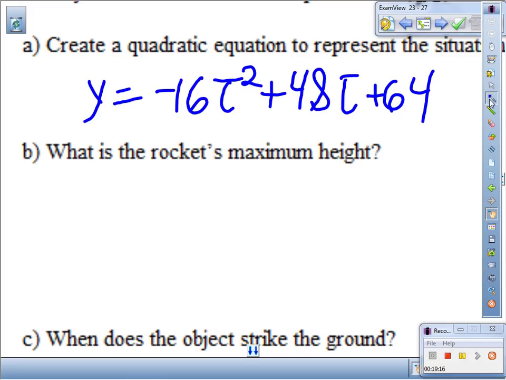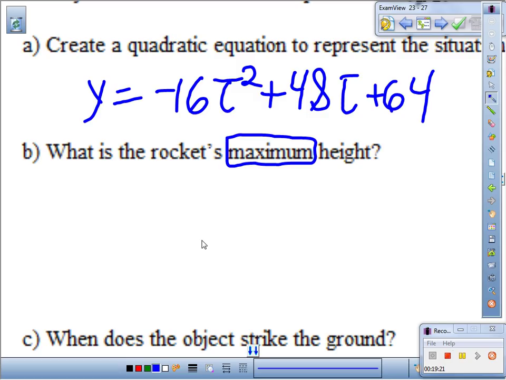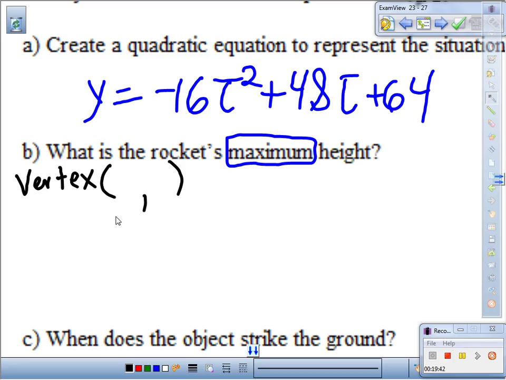Part B. What is the rocket's maximum height? What does that mean, Venus? Very good. The vertex. That means we need an x value and a y value. Didn't we just do one similar to this one? How do we find the vertex, the x value, Robert? X equals negative b over 2a. That is correct.